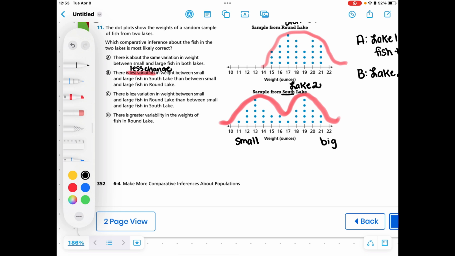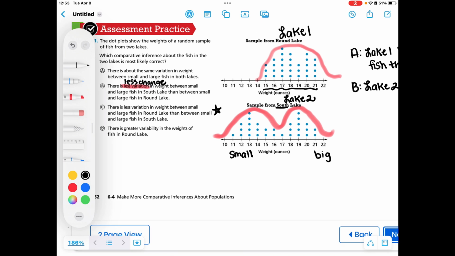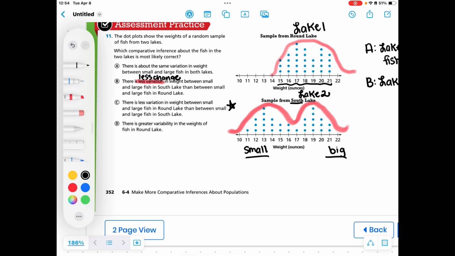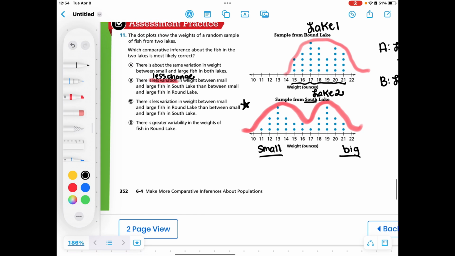So let's look at C. There is less variation in weight between small and large fish in Round Lake than between small and large fish in South Lake. This seems pretty spot on. As we see, it's mainly larger fish over here at Round Lake, which I did label as Lake 1, compared to South Lake, where we do have a fluctuation between small and big. But let's just check part D to make sure. There is a greater variability in weights of fish in Round Lake. There really isn't. There's not a lot of change. You are almost guaranteed to always get a big fish in Round Lake. So I would say our final answer would be C.